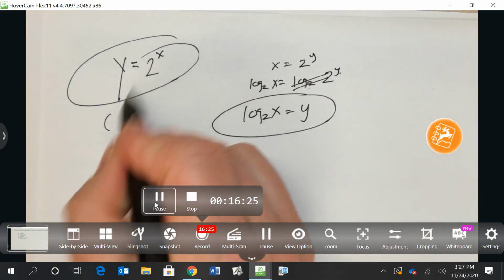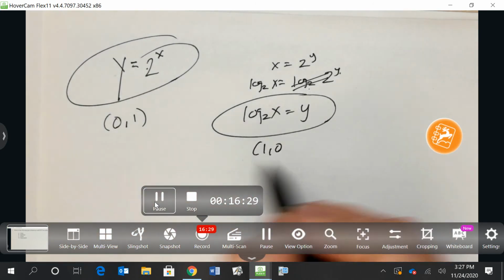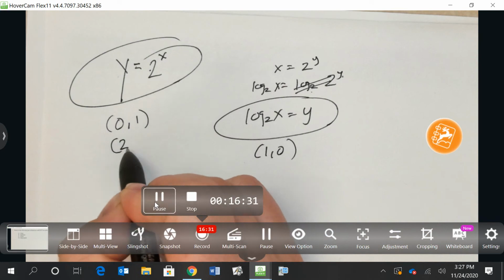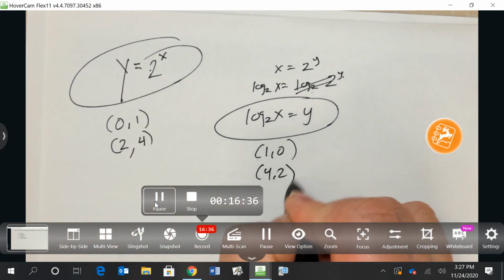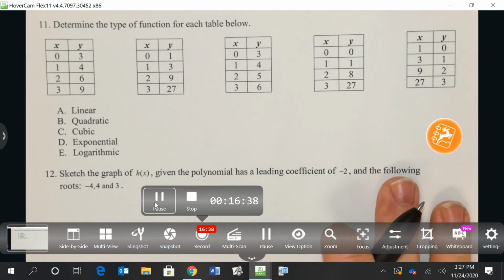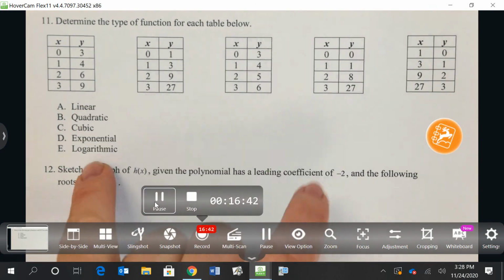So for instance, if I plug in a 0, anything to the 0 is 1. That means I know (1, 0) is here. And if I plug in a 2, for instance, I know 2 squared is 4. That means I know (4, 2) is over here. Okay, so keep that in mind. I have 4 different tables, and each table is going to match up to one of these, okay?